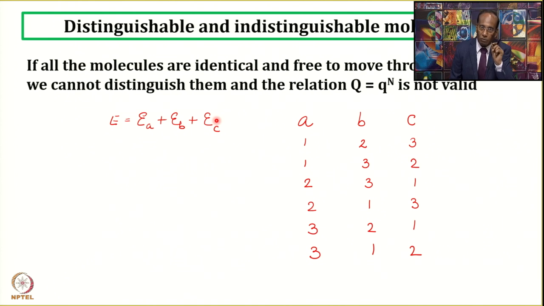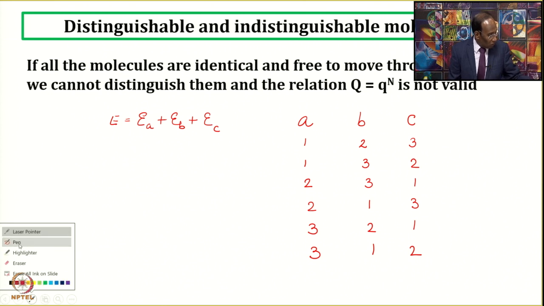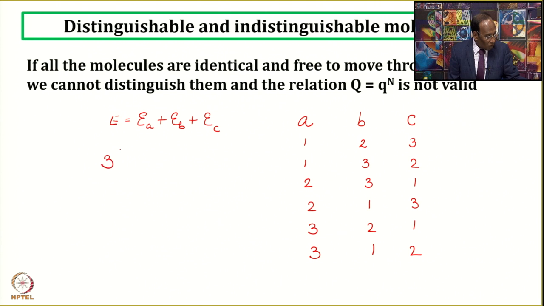We talked about 3 molecules here. For 3 molecules, it was 3 factorial possible ways that you will achieve the same energy. And 3 factorial is equal to 3 times 2 times 1, which is 6 ways. Therefore, we may be overcounting the number of states, because the different arrangements are leading to the same energy, and we cannot distinguish between these arrangements. So we are overcounting the number of states if we apply this formula Q equal to q raised to the power N. Therefore, a correction factor is required.